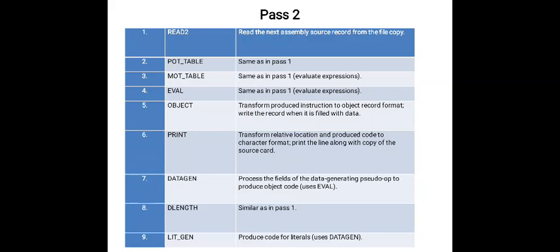Next one is data gen. It processes the fields of the data generating pseudo opcode to produce object code. You can remember that pass2 is going to generate object code, and during this course of object code generation, it is also going to use the function eval. The next one is d-length. It is similar to what we said in pass1. And litgen produces the code for the literals, and it also uses the data gen. So these are some of the functions which are frequently used in pass1 and pass2.